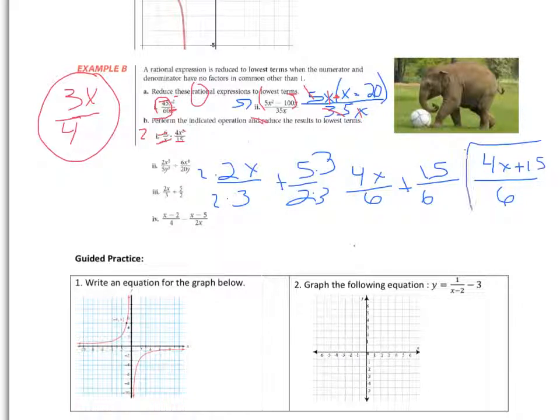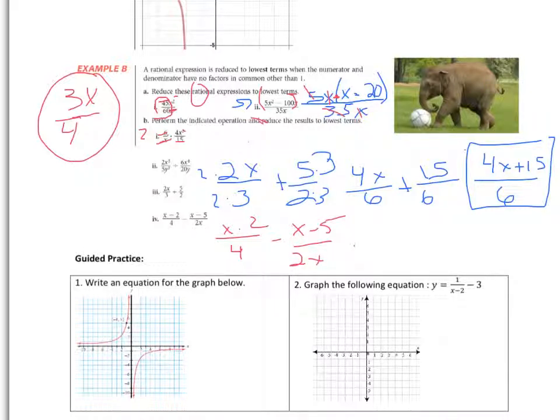And then that is my answer. I can't cancel out from the top and the bottom because 4 and 15 don't have a common factor. So that is my answer to addition. And then if we look at IV, we have x minus 2 over 4 minus x minus 5 over 2x.